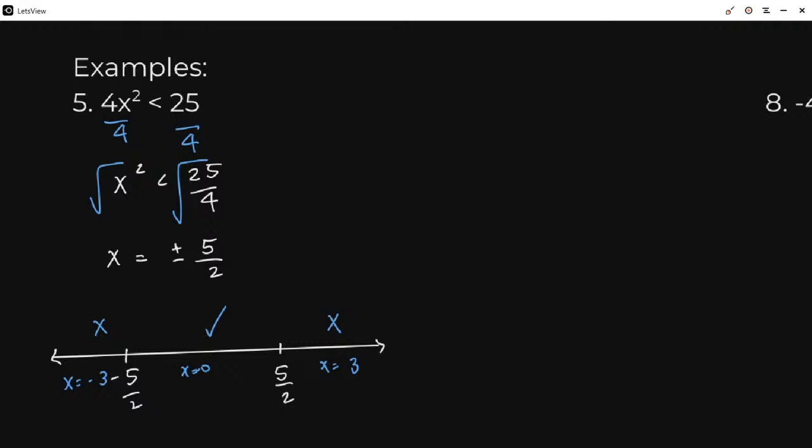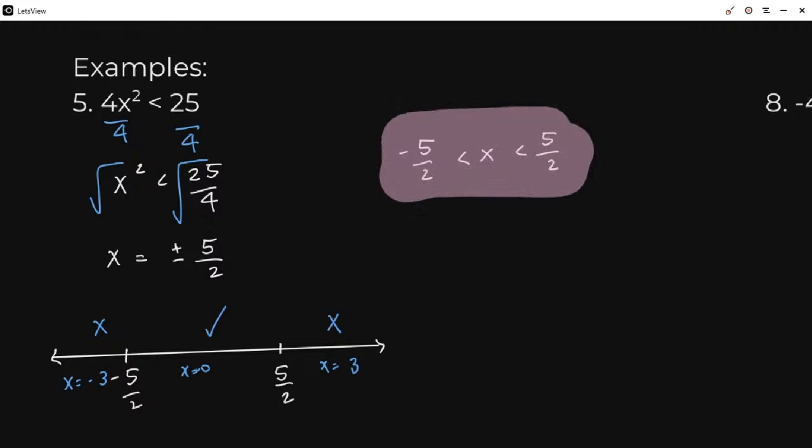So the final answer would be any number between negative 5 over 2 and positive 5 over 2. And we would not change the problem to equal to. Since the original problem did not have an equal to part, we're going to keep it without.